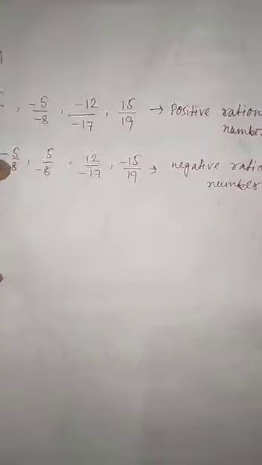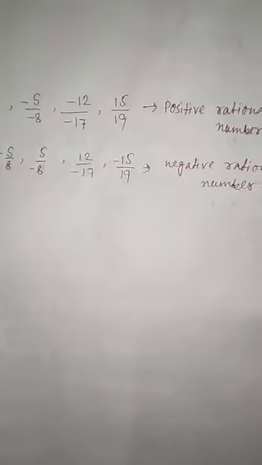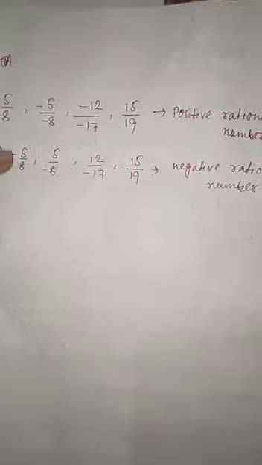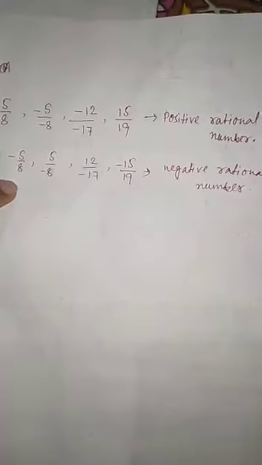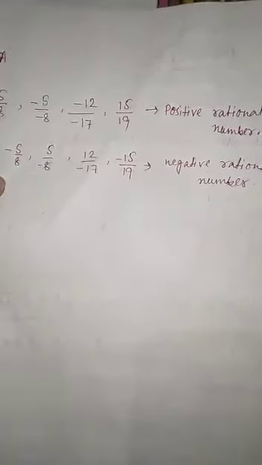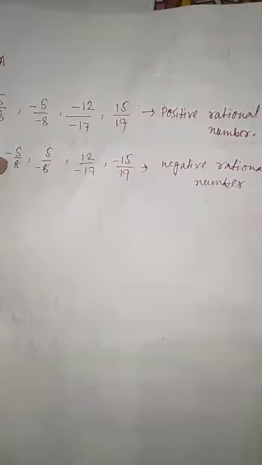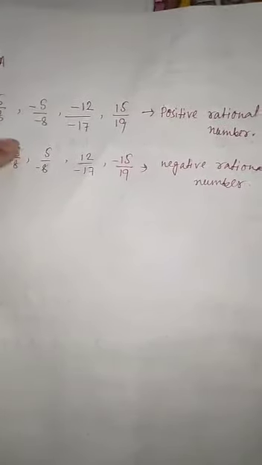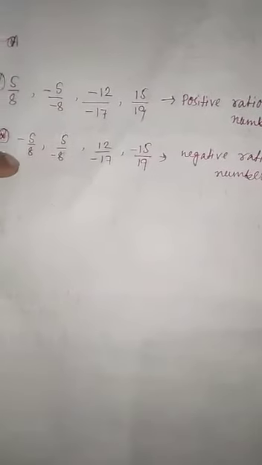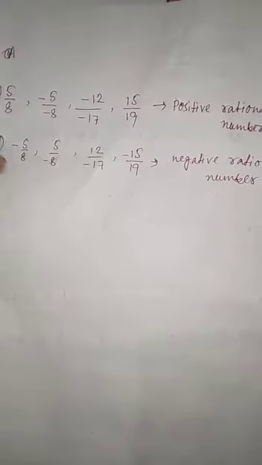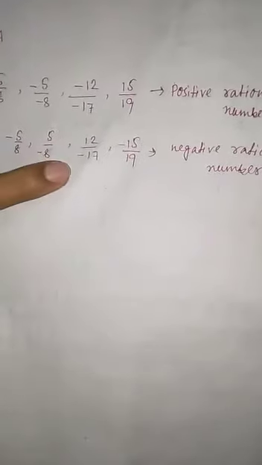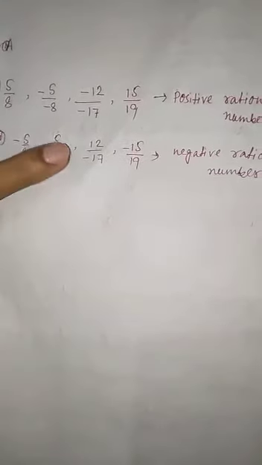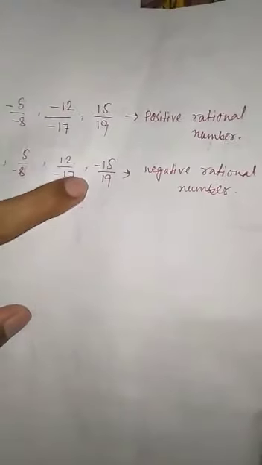So in case of minus 5 by 8, minus 5 is a negative integer and 8 is a positive integer. So according to the definition of a negative rational number, minus 5 by 8 is a negative rational number because it is minus 5 by plus 8. So ultimately the overall output will be minus, that means negative. 5 by minus 8 is also a negative rational number. 12 by minus 17 is also a negative rational number. In the same way, minus 15 by 19 is also a negative rational number.